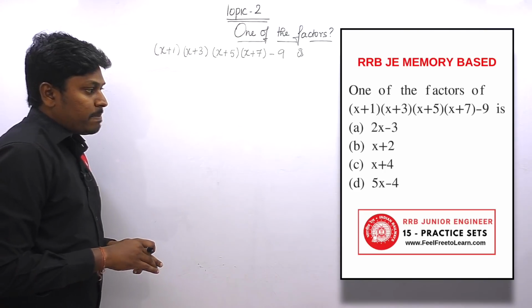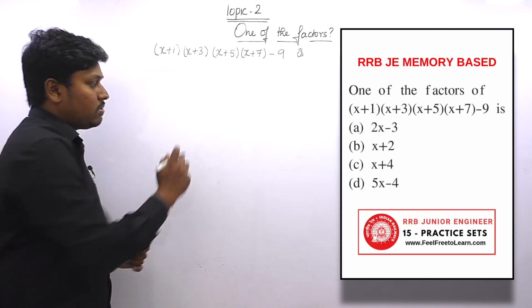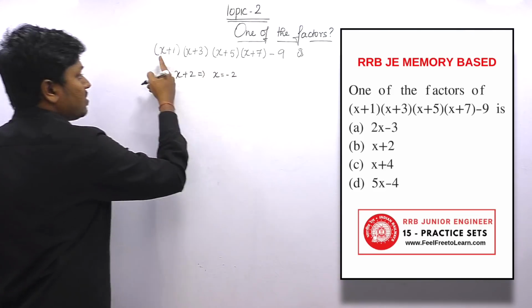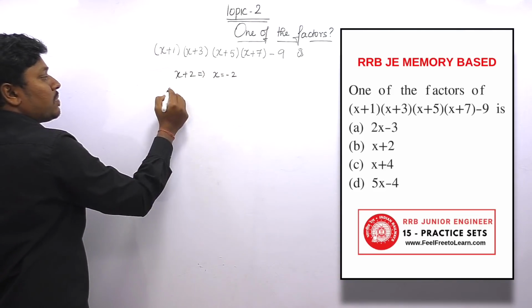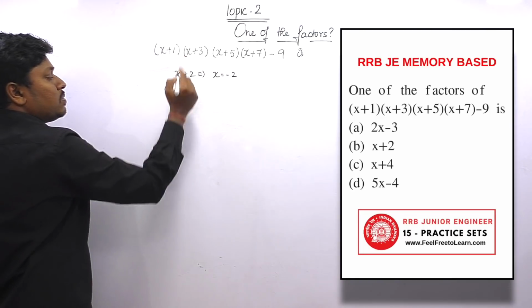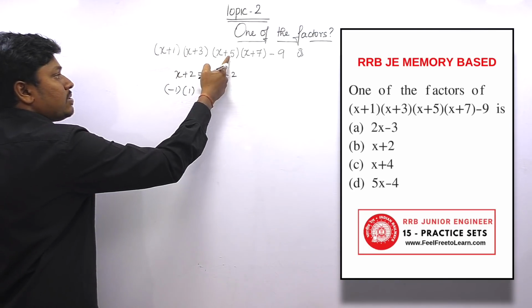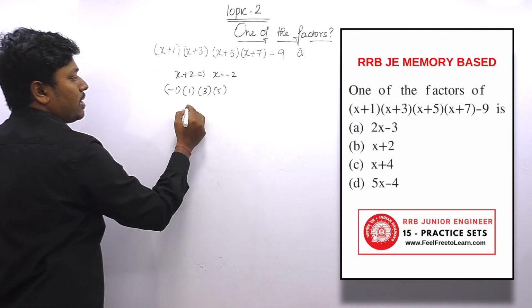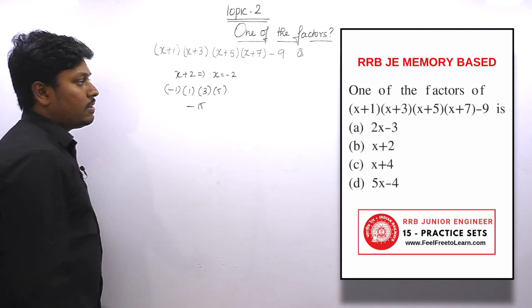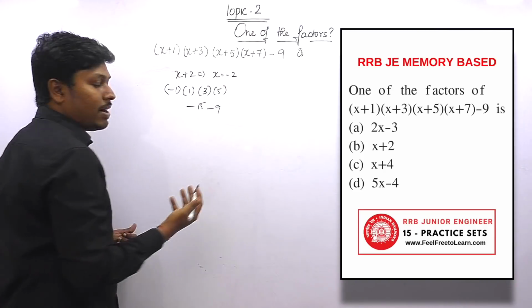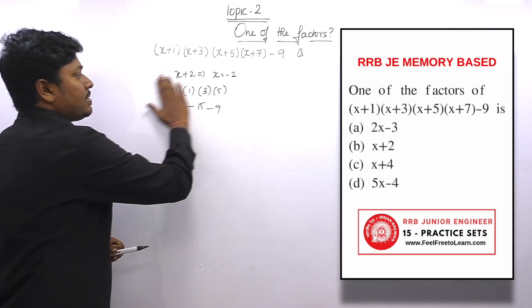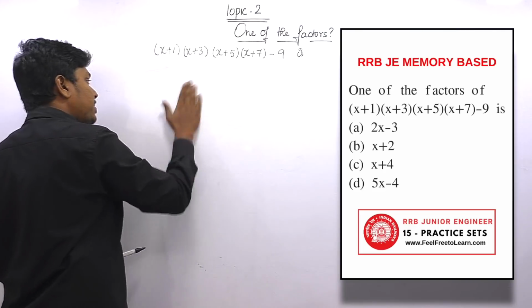Option number B, the second option, x plus 2. So if it is x plus 2, then the value of x will be minus 2. Substitute here: minus 2 plus 1 will be minus 1, minus 2 plus 3 will be 1, minus 2 plus 5 will be 3, minus 2 plus 7 will be 5. If you multiply this, we get minus 15. So minus 15 minus 9, again we get minus 24. We are not getting 0, so again we can say option B is wrong.